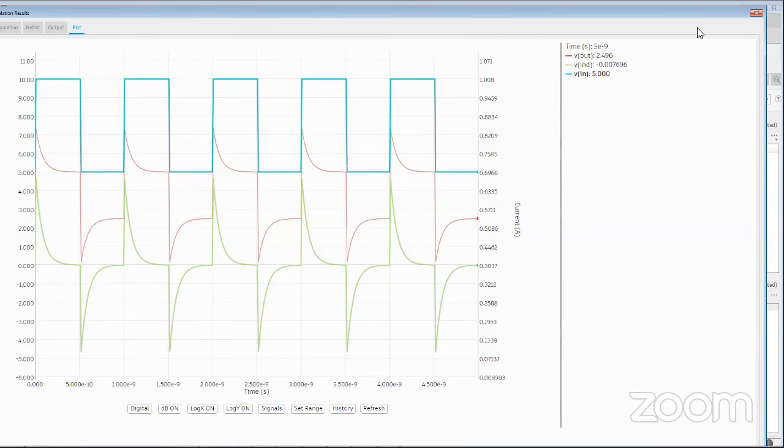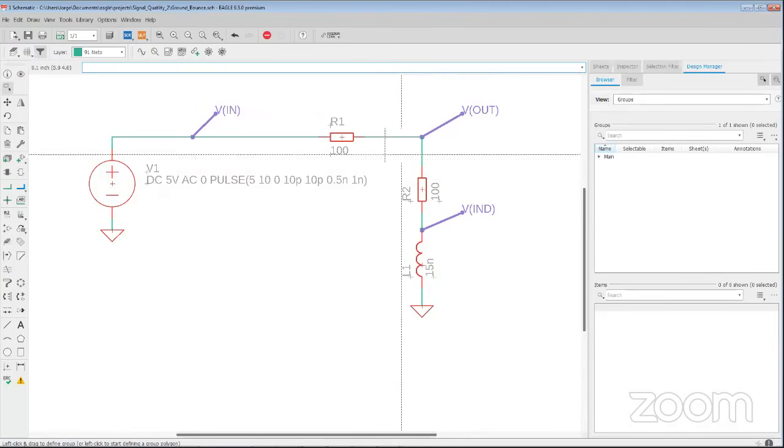So let's go on now to an example using capacitors. Just so we can get a feel of why this is important.